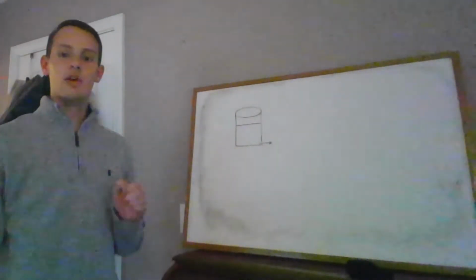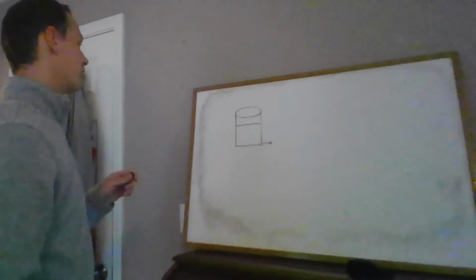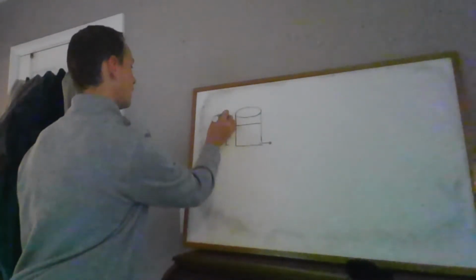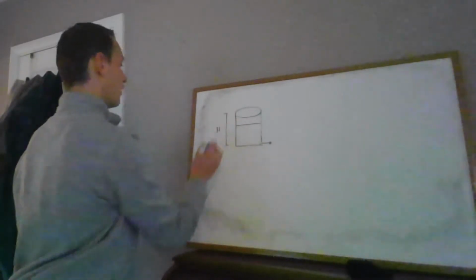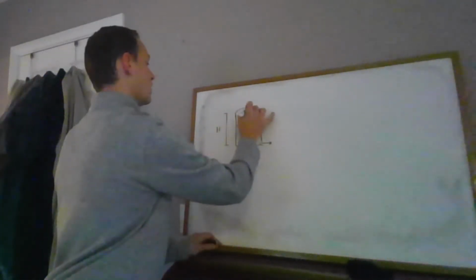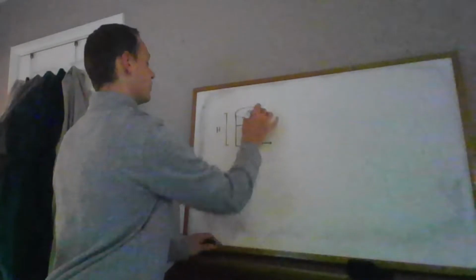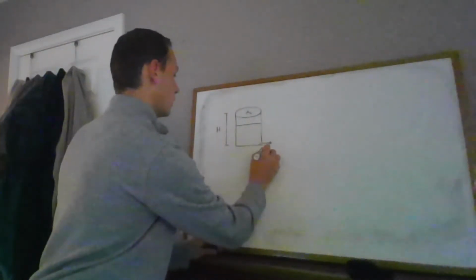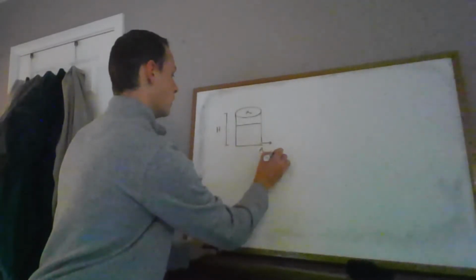Okay, so what we should first consider is the dimensions of our cylindrical tank. We have a height of large H, cross-sectional area A sub C. Then we have the cross-sectional area here. We'll call that A sub hole.